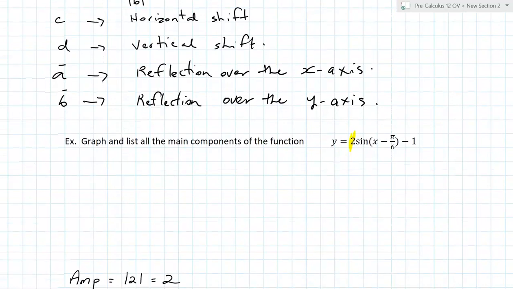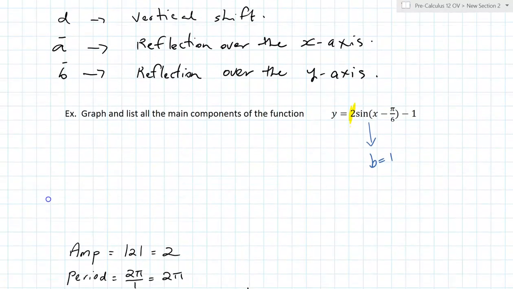The next one is the period of the function. The period of the function is that coefficient that is in front in here, right? That's the b value right there. The b value in there is 1. Okay, so that's the b value there. So that's 2 pi over 1. That would be giving you 2 pi. That's the period of the function.